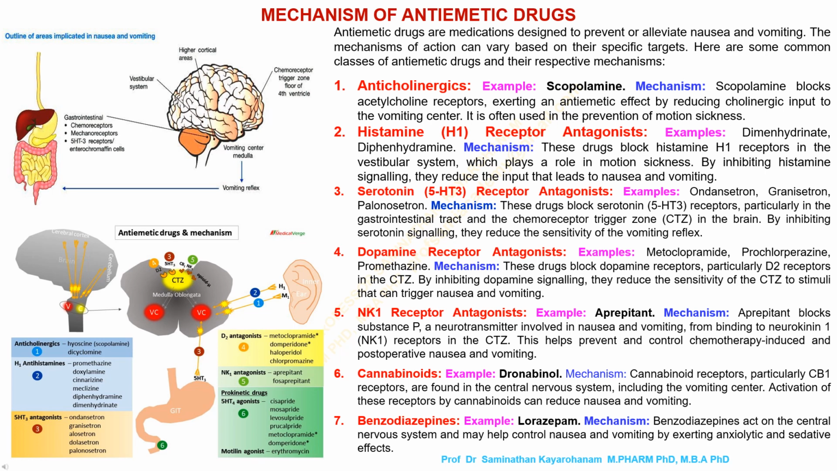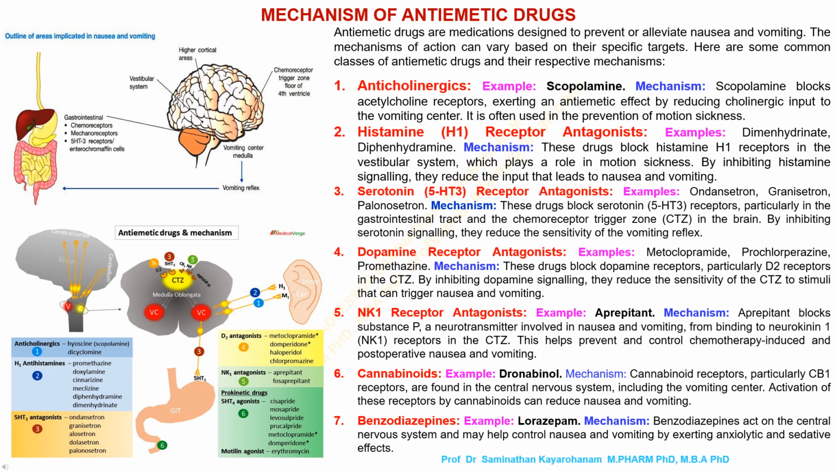4. Dopamine receptor antagonists. Examples, metoclopramide, prochlorperazine, promethazine. Mechanism: these drugs block dopamine receptors, particularly D2 receptors in the CTZ. By inhibiting dopamine signaling, they reduce the sensitivity of the CTZ to stimuli that can trigger nausea and vomiting.